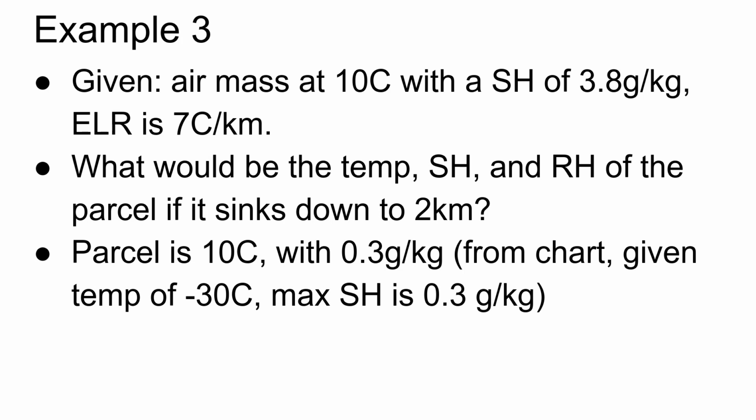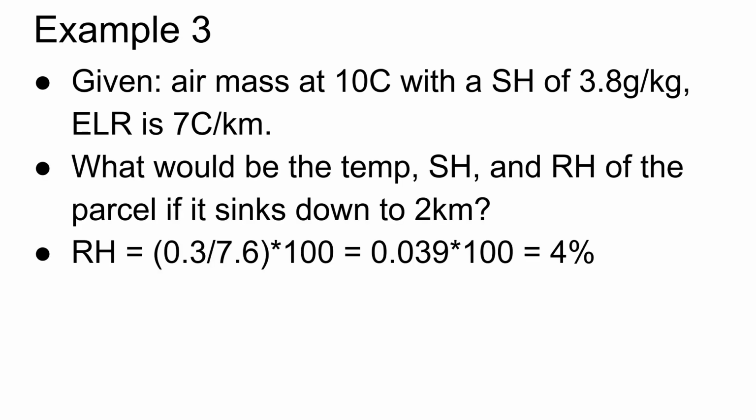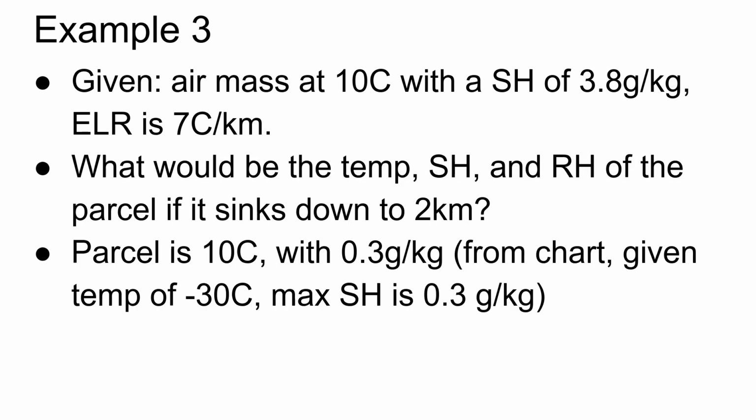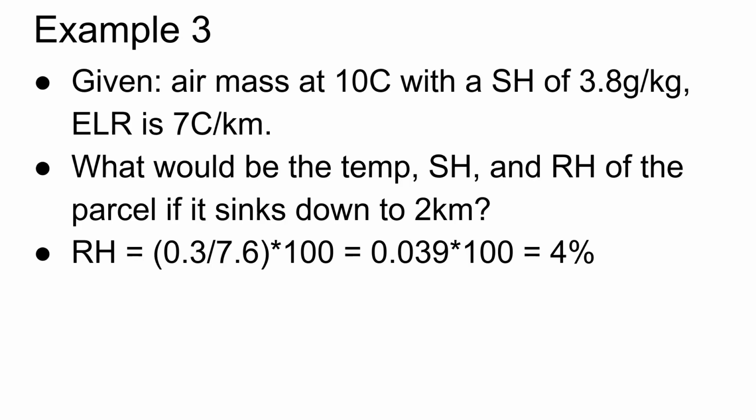The parcel cooled down to negative 30, so the specific humidity at negative 30 was 0.3 grams. So now we can figure out the relative humidity. The parcel is now 10 Celsius with 0.3 grams. So we look it up on the chart, and at 10 degrees you can have 7.6. So 0.3 divided by 7.6 is 0.039, times 100 is 4%. So the relative humidity is 4% now.